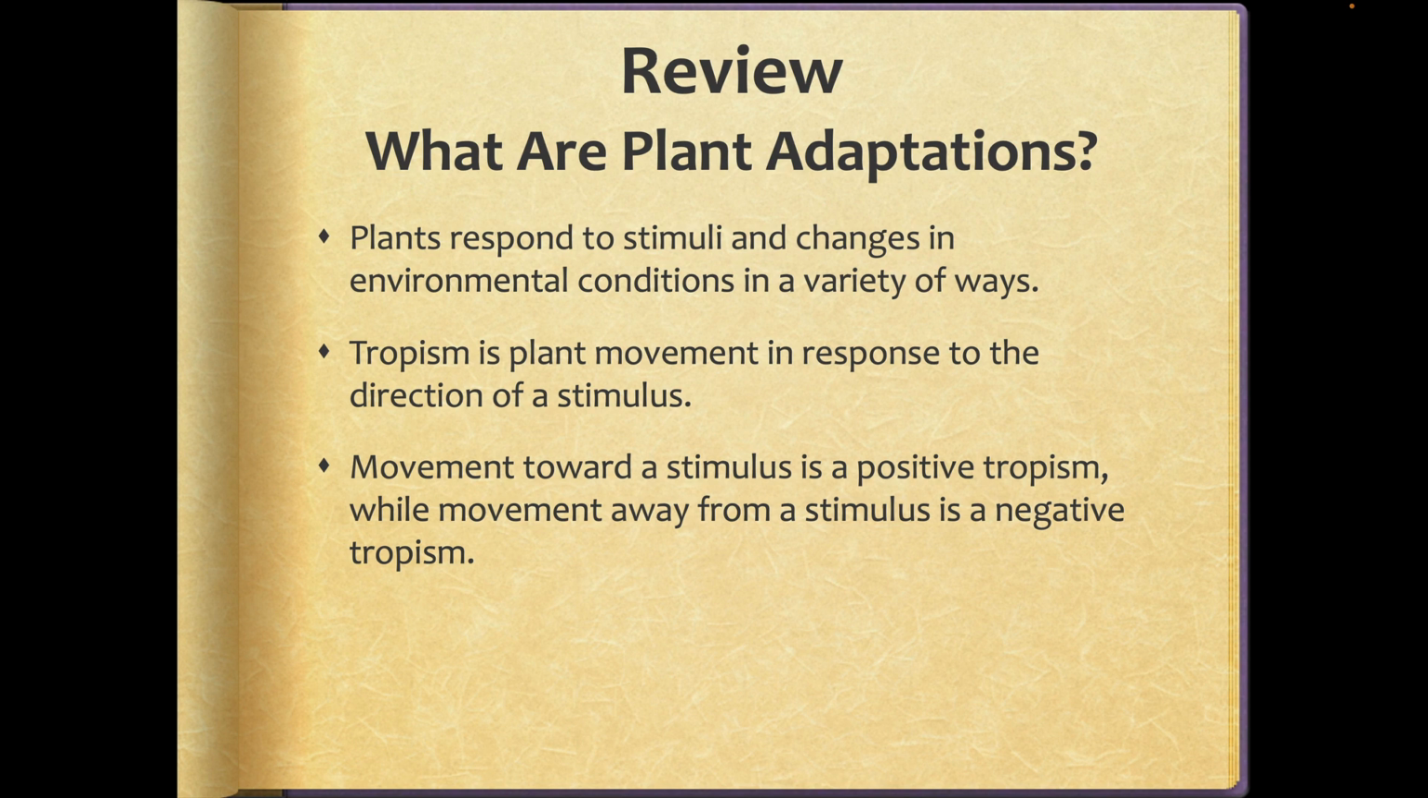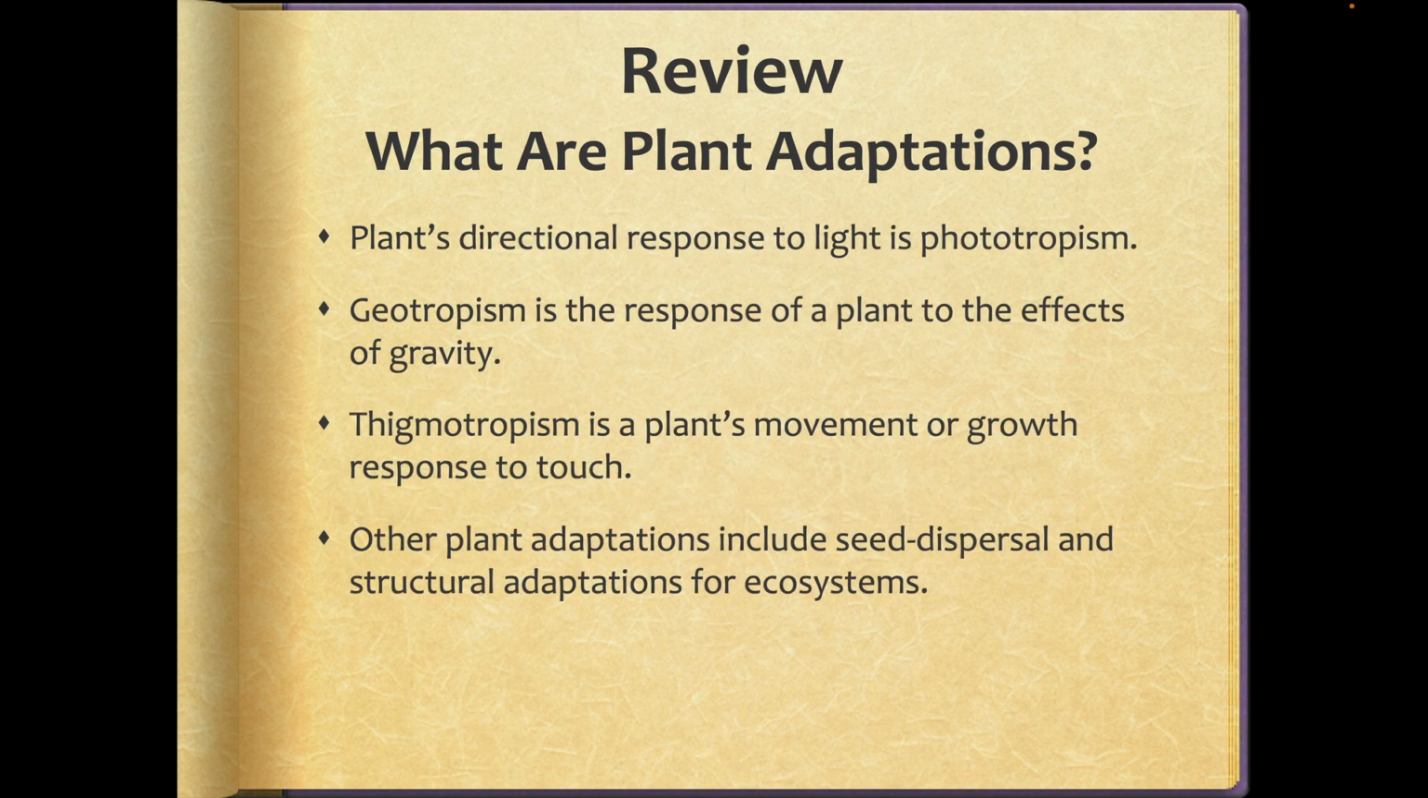Plants respond to stimuli and changes in their environmental conditions in a variety of ways. Tropism is plant movement in response to the direction of a stimulus. Movement towards a stimulus is a positive tropism, while movement away from a stimulus is a negative tropism. Plants' directional response to light is phototropism. Geotropism is the response of a plant to the effects of gravity. Thigmotropism is a plant's movement or growth response to touch. Other plant adaptations include seed dispersal and structural adaptations for ecosystems.